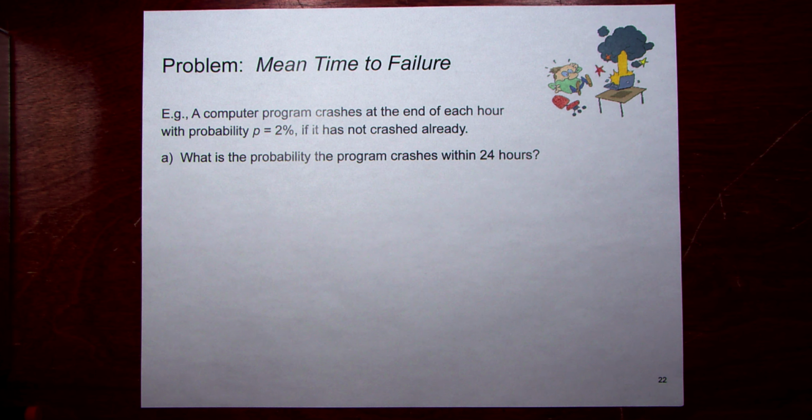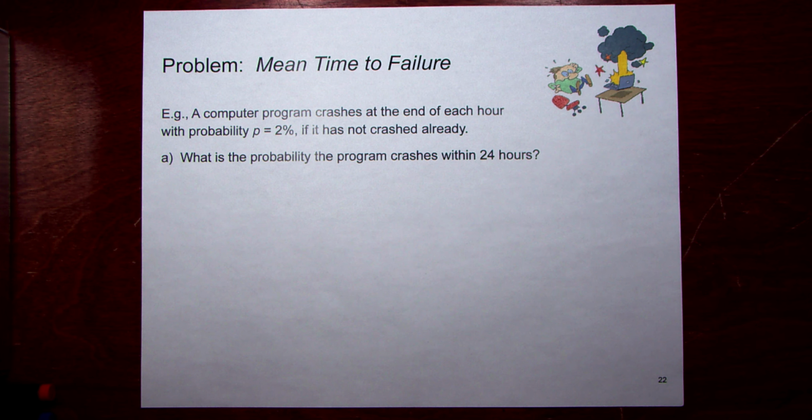So a computer program crashes within an hour with a probability of 2%, and every hour after that, until it crashes. It's memoryless in that there's no accumulated damage to the program. It's always 2%, no matter the fact that it's succeeded in not crashing the previous hours. What's the probability the program crashes within 24 hours?